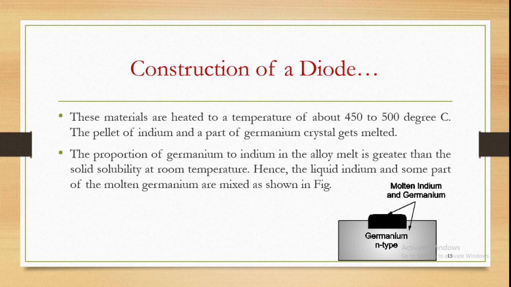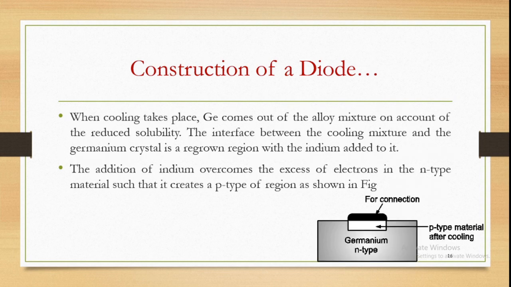The proportion of germanium to indium in the alloy melt is greater than the solid solubility at room temperature. Hence, the liquid indium and some part of the molten germanium are mixed. You can see in the diagram the molten indium and germanium mixed together, indicated in black color. In the next stage, we have to cool them.